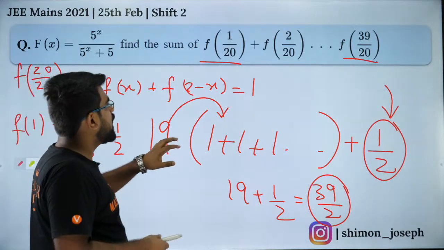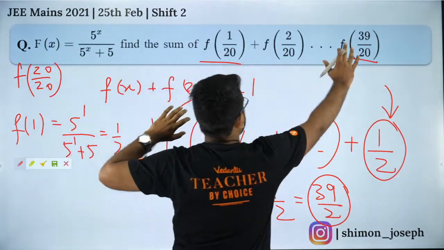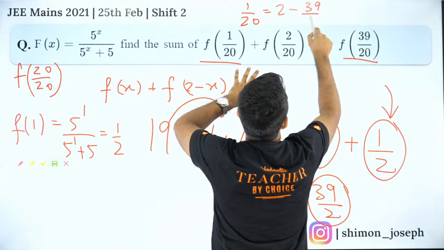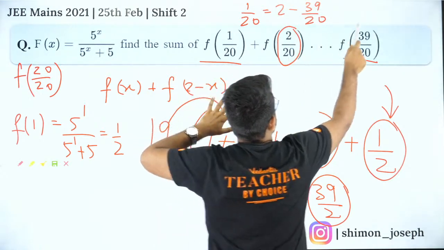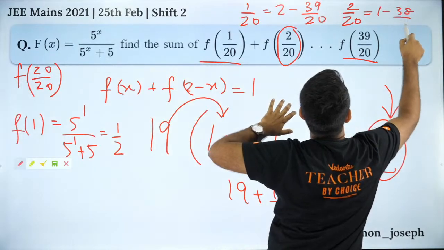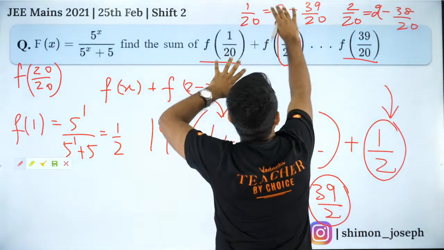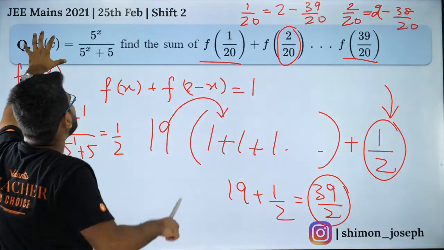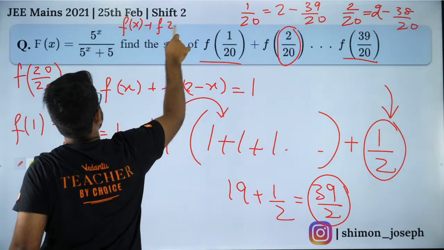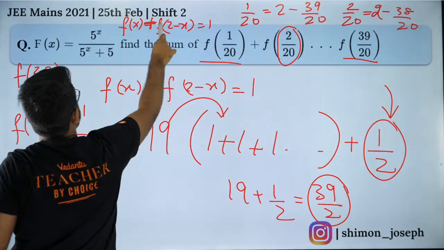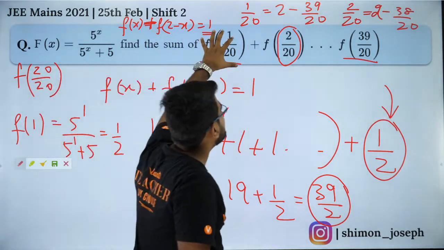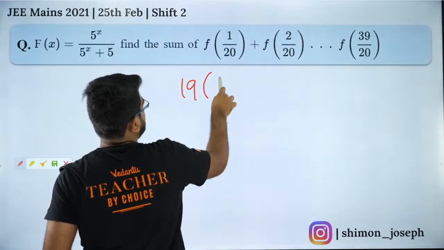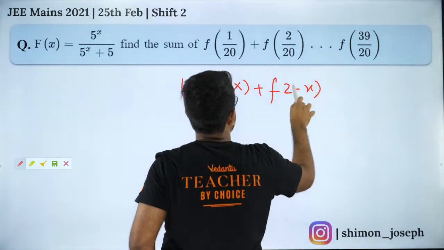So what I did here was I wrote first f of x and f of 2 minus x. Because, Rohit, if you look at 1 by 20, 1 by 20 is equal to 2 minus 39 by 20. Similarly, 2 by 20 is equal to 2 minus 38 by 20. So like that, any x can be written as 2 minus x for this combination. So I want to find the relation between f of x and f of 2 minus x. When I find the relation, I get f of x plus f of 2 minus x is equal to 1. So if I combine every pair like this, I will get sum 1 for each pair. I have 19 pairs and one middle term because I have an odd number of terms. So I'll get 19 pairs which will give me 1 as the answer.